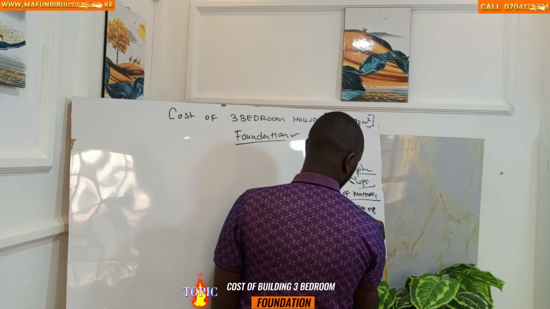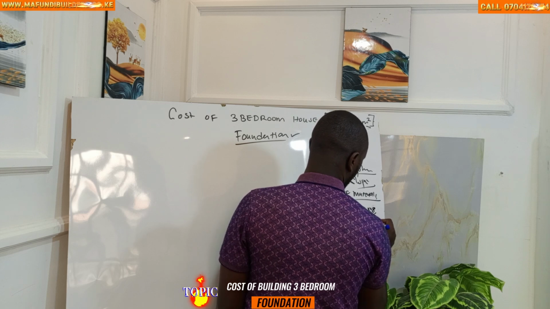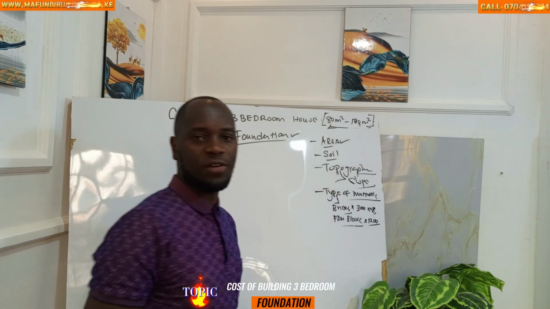Then you have foundation blocks. For a standard 3 bedroom, you need around 1,200 feet.